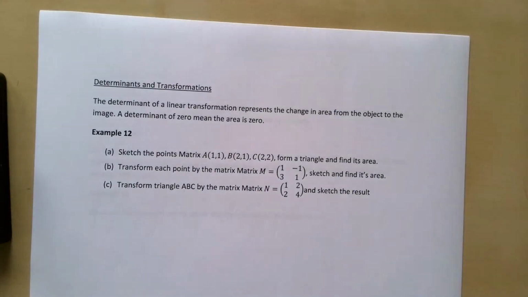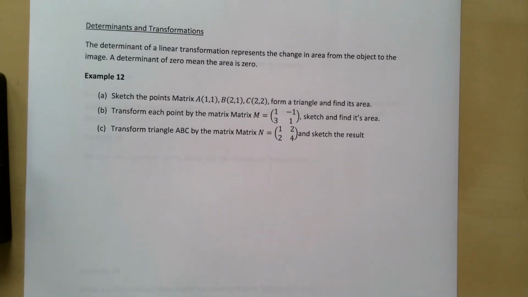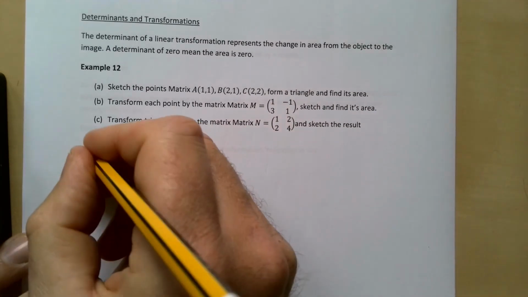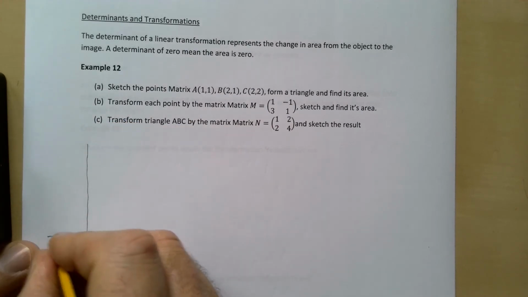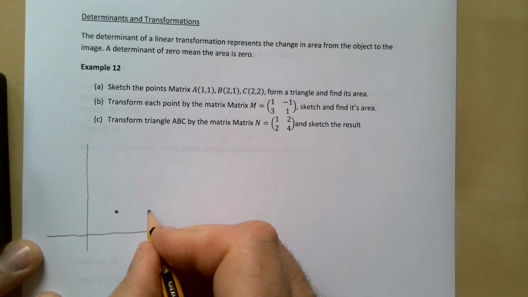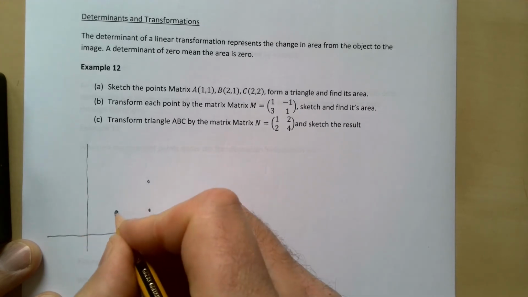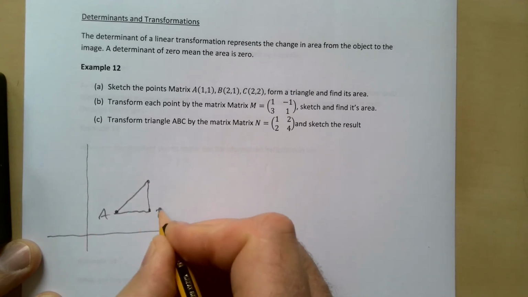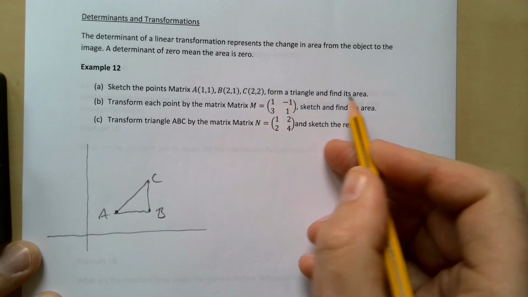Determinants and transformations then. So the determinant of a linear transformation represents the change in area from the object to the image. A determinant of 0 means the area is 0. So what does all that mean? Let's get the points (1, 1), (2, 1), (2, 2). I'm going to go for the old ruler approach here. Hopefully you'll forgive me. There's the point (1, 1), there's the point (2, 1), and there's the point (2, 2). And this is our triangle, A, B, and C.